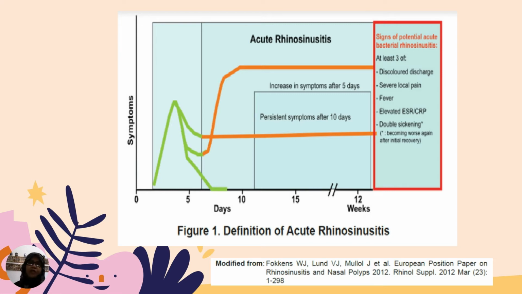But there are signs of potential acute bacterial rhinosinusitis, where the patient will have signs like purulent nasal discharge, fever, and severe localized pain. If you're able to take blood, there will be elevated ESR and CRP. And there's a term called double sickening, where the symptoms become worse again after initial recovery. If your patient has 3 of these symptoms, you might think of bacteria as the culprit for acute rhinosinusitis and may consider giving them antibiotics.